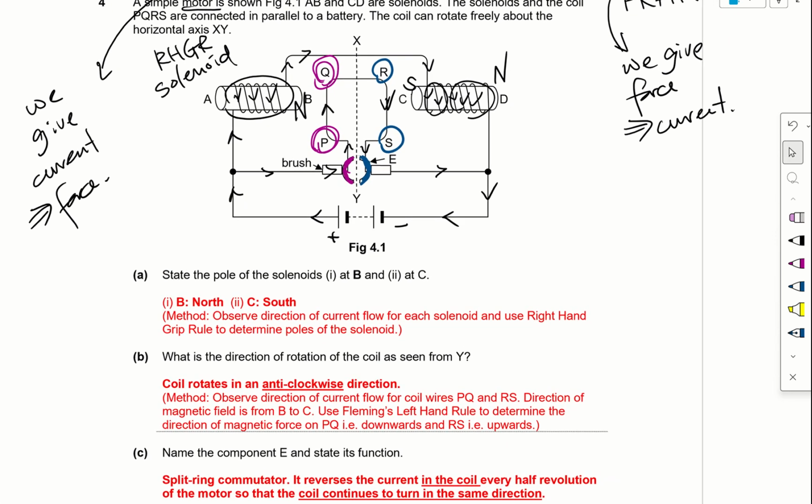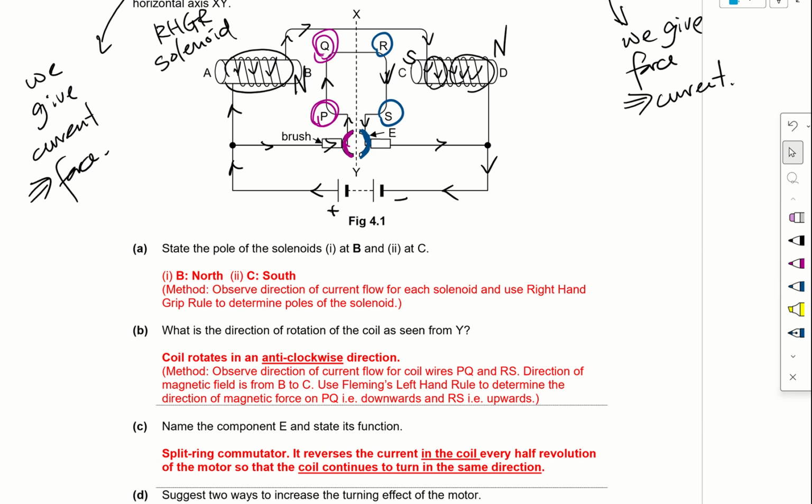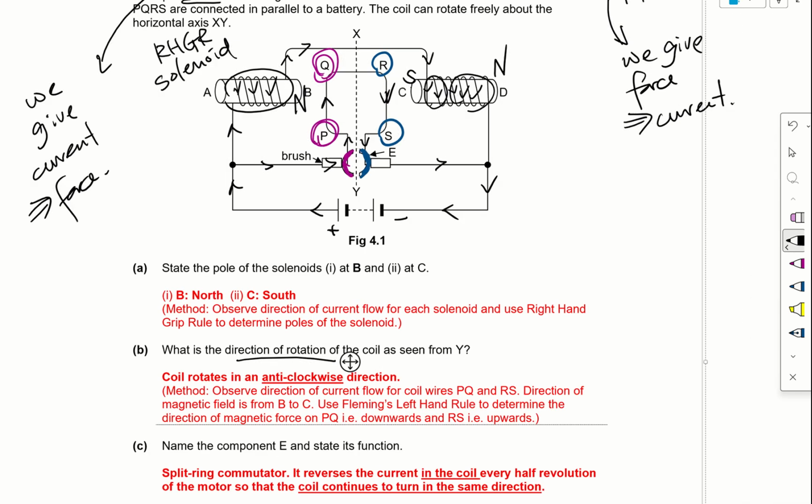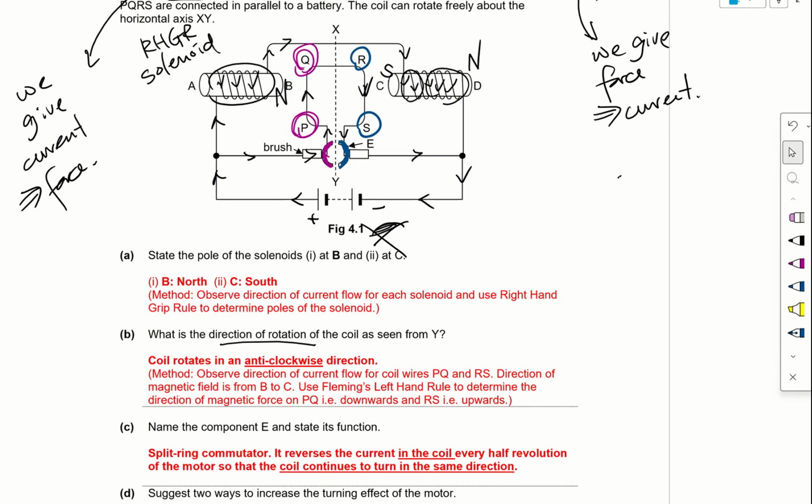Now they want us to see the direction of rotation of the coil as seen from Y. That means if I look from this direction from Y, how is it turning? Of course this is a 3D thing, so again I will convert it into 2D. I have a north and south here. This is my B, this is my C, and I don't see PQ as a whole length. Rather I see the cross section, and this is my RS.